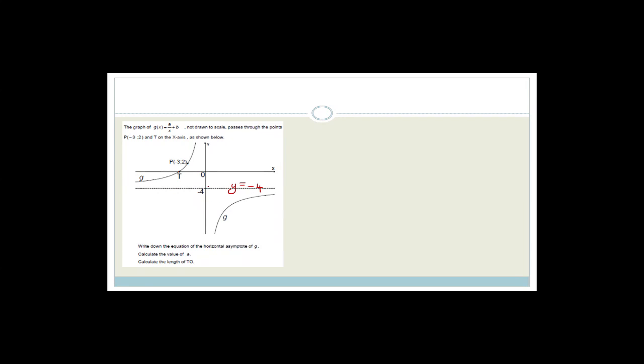How do we know that? Because it's going through minus 4, and why is it y equals minus 4? Because every value along here, the y value is going to be minus 4. Now it says find the value of a. By writing down the equation of the horizontal asymptote, we've actually worked out what b is. Because g of x is equal to a over x plus b, and the b is basically your up and down shift. Normally the x-axis would be a horizontal asymptote, but now minus 4 is, so therefore we've got g of x is equal to a over x minus 4.